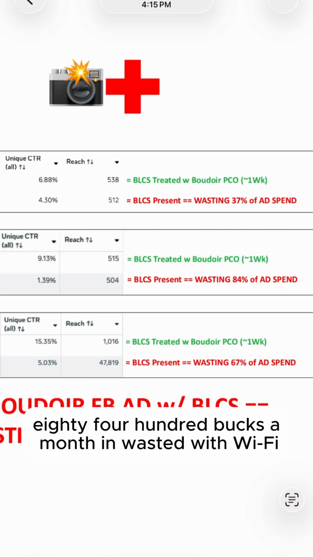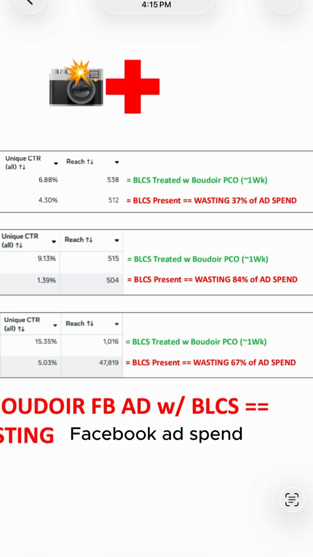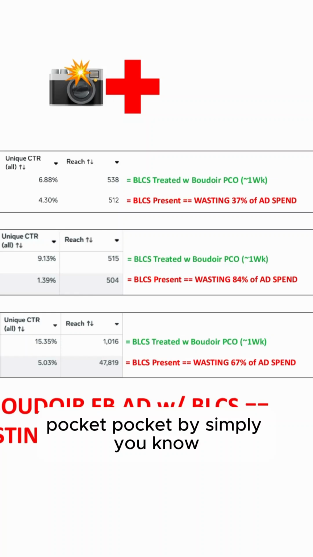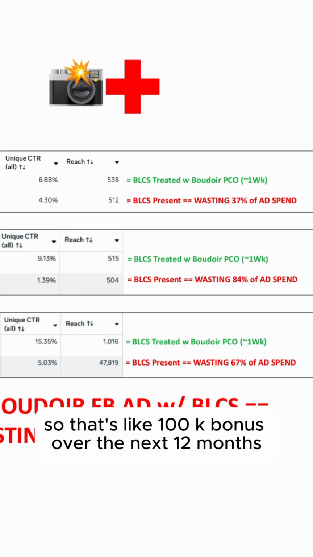So they eliminate $8,400 a month in wasted boudoir Facebook ad spend, and they just pocket that, literally $8,400 a month, by simply not spending it. So it's like a 100K bonus over the next 12 months.